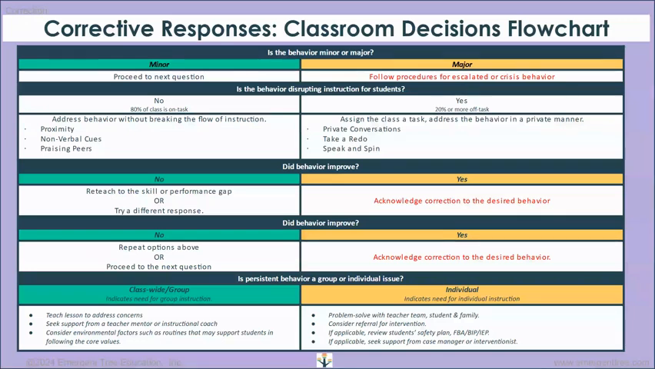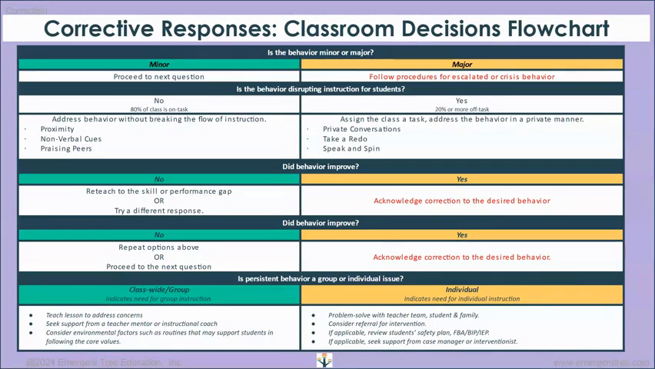So just kind of looking at corrective responses, the flow chart of sorts to give you an idea of what to do when there is a disruptive behavior or a behavior that is of concern. So if it's minor, you can do things within your classroom like going and standing next to the student with proximity, giving them nonverbal cues. So if they're starting to talk or be chatty, maybe putting your finger to your lips to say, we're being quiet right now, or praising any of their peers who are exhibiting the behavior that you'd like.